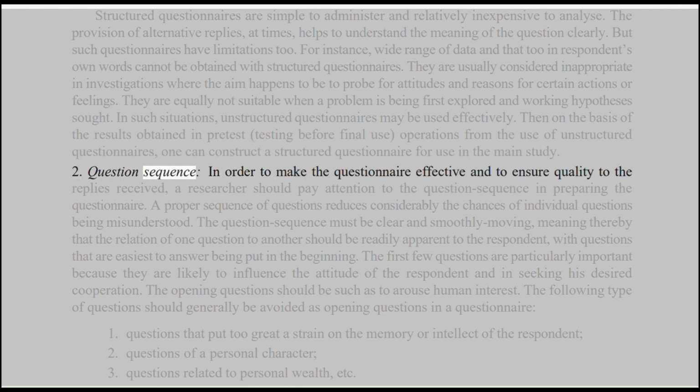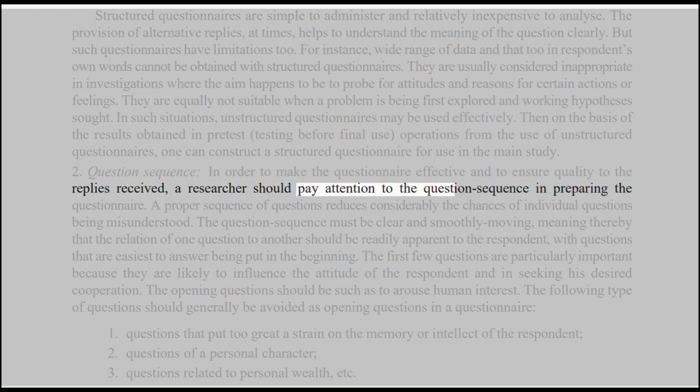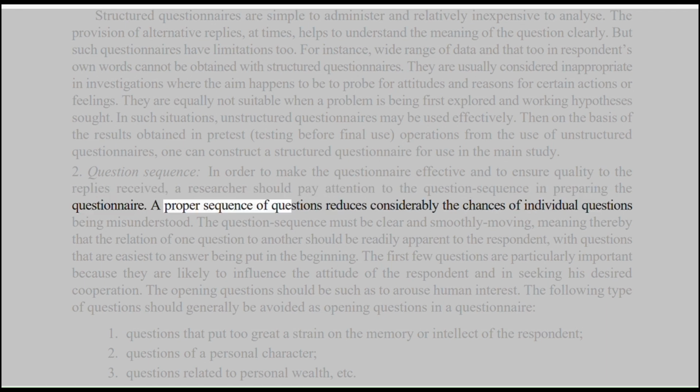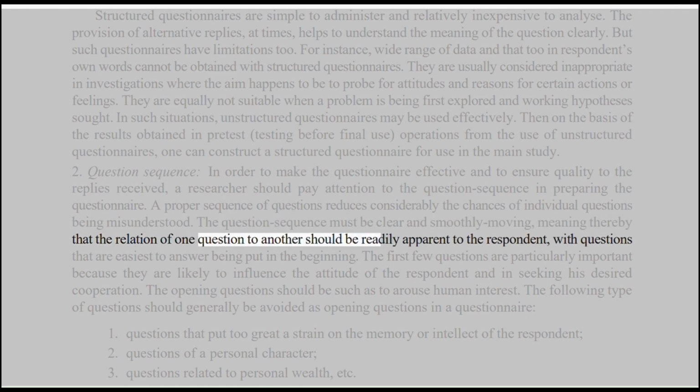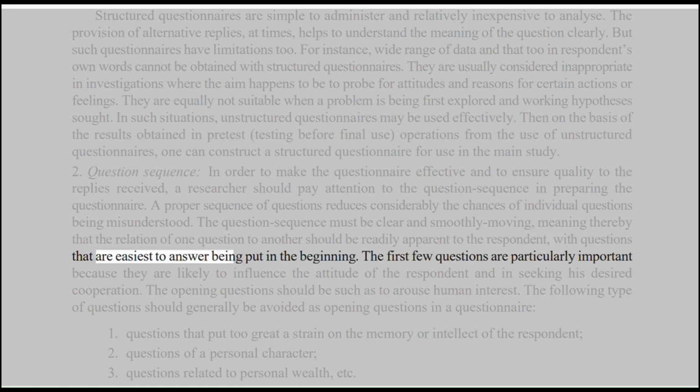2. Question sequence. In order to make the questionnaire effective and to ensure quality to the replies received, a researcher should pay attention to the question sequence in preparing the questionnaire. A proper sequence of questions reduces considerably the chances of individual questions being misunderstood. The question sequence must be clear and smoothly moving, meaning thereby that the relation of one question to another should be readily apparent to the respondent, with questions that are easiest to answer being put in the beginning.